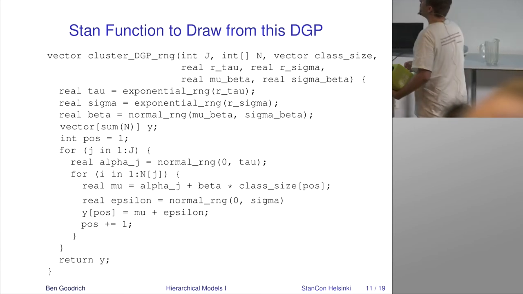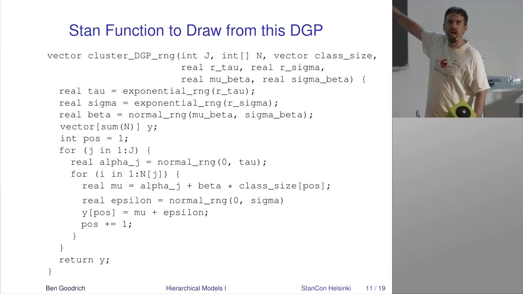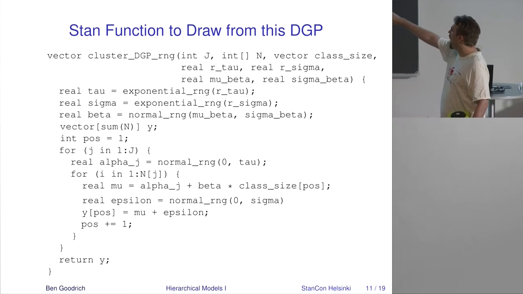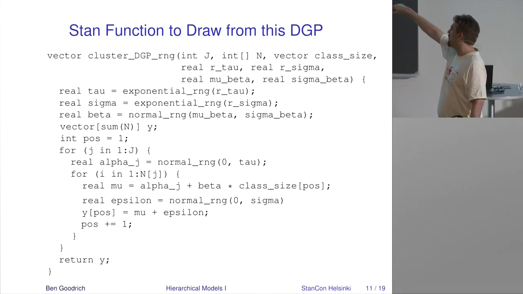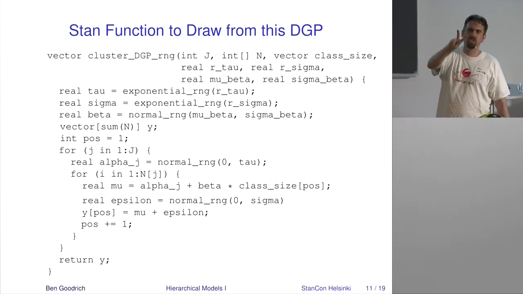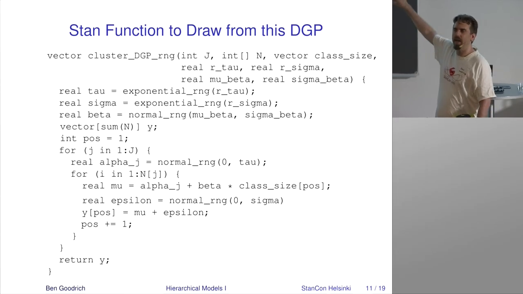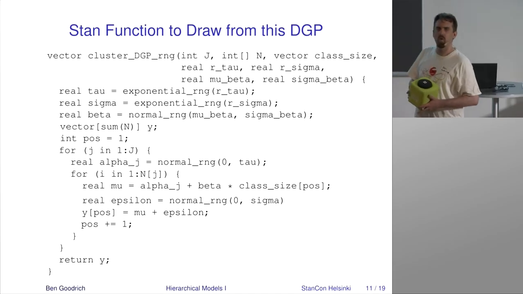Yes, so I've done this in a rather verbose way. You could combine them: y pos is equal to mu plus epsilon. You could collapse the inner loop to just that line and do the normal draws within it, so your inner loop could be just two lines. But I was verbose to try to make really clear what's going on.